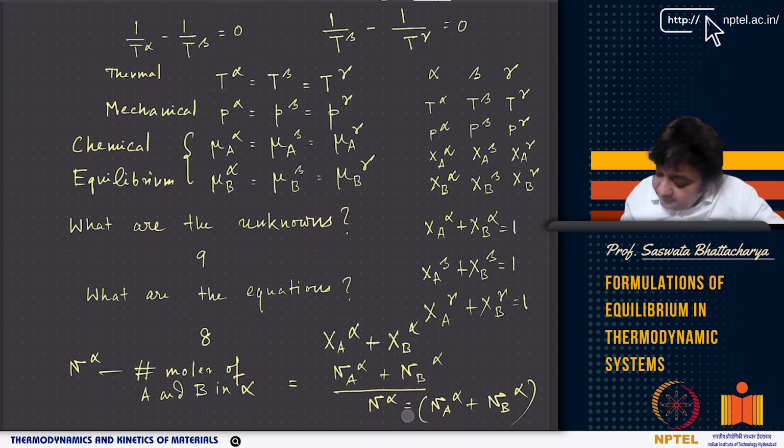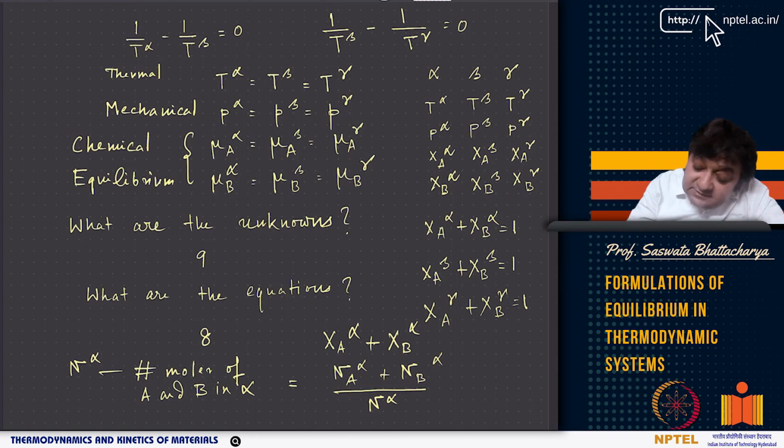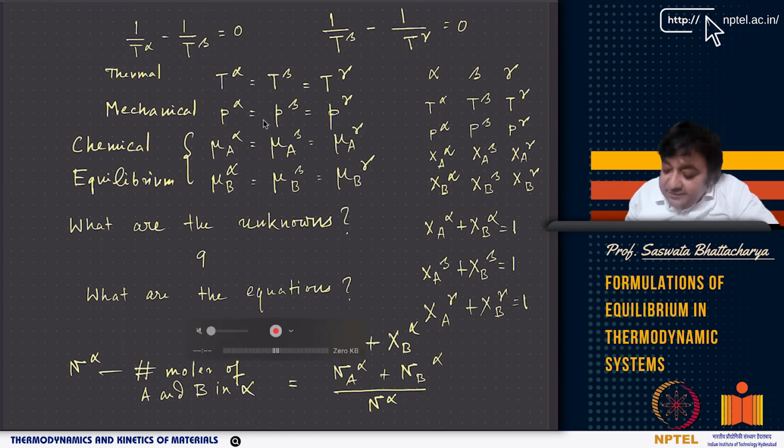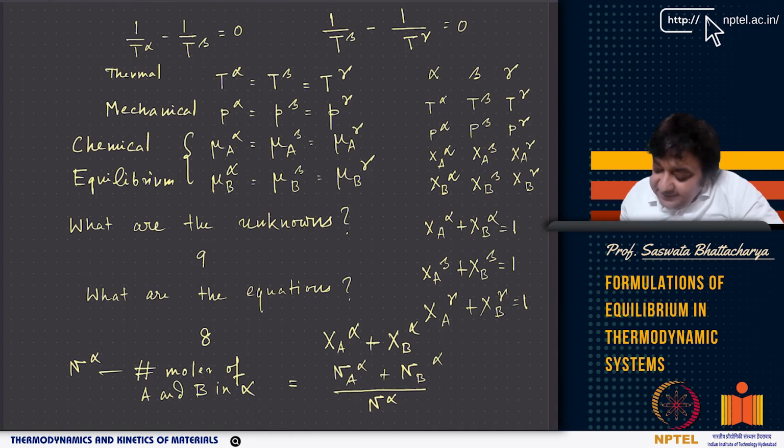So now, if you see these relations, what do these relations imply? These relations imply that one of them can be taken as an independent variable, right? Say XB alpha. If I know XB alpha, XA alpha is nothing but 1 minus XB alpha. Similarly, XB beta, similarly XB gamma, right?